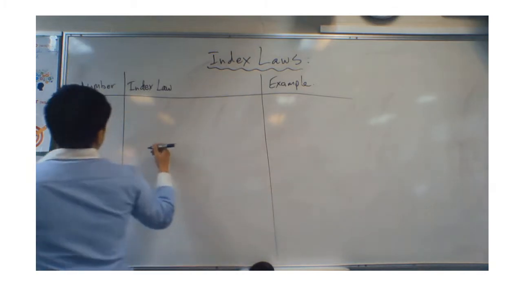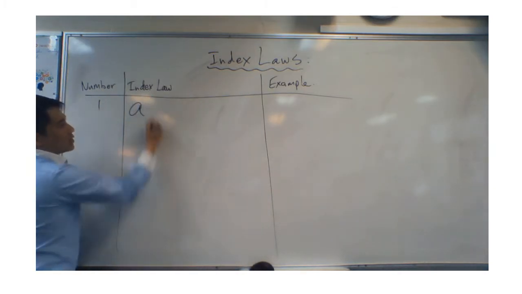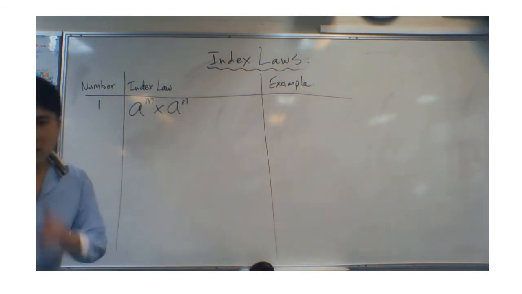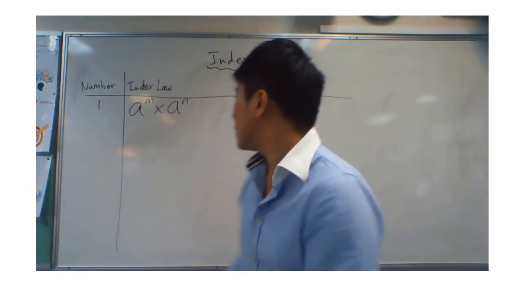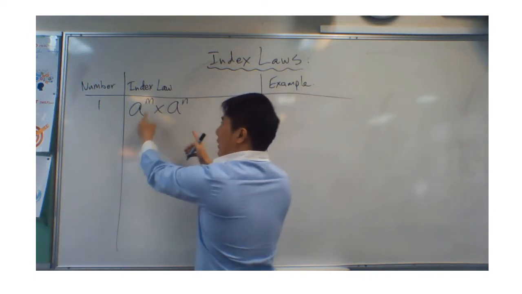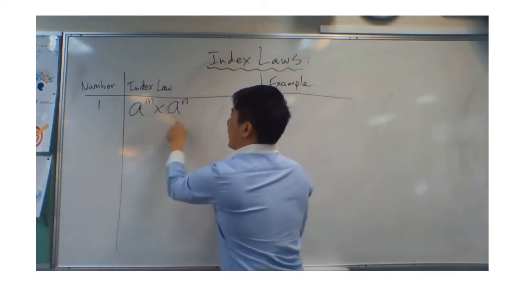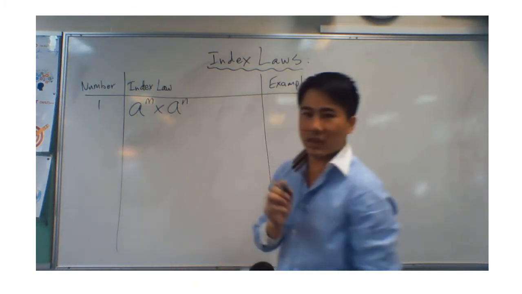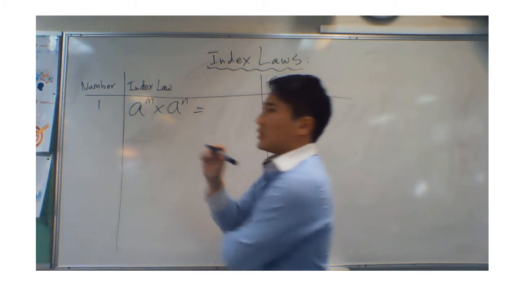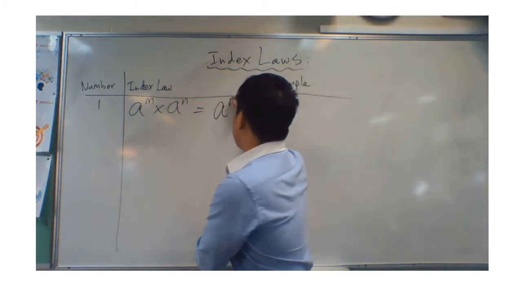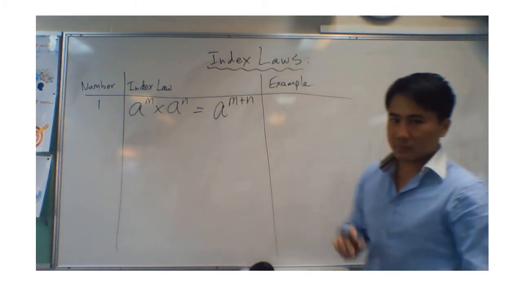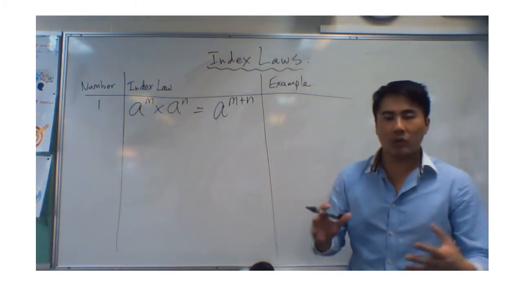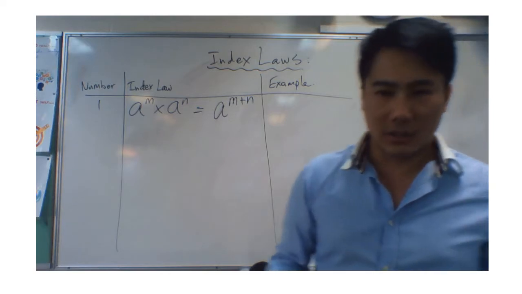It would be if I have a to the power of m times a to the power of n. Remember, the key is same base, a to the power of m multiplied by a to the power of n. Remember, you can see the base has to be the same. What does that equal to? That equals a^(m+n). I'm not going to use this lesson to explain to you why. If you want to know why, again, go back to previous lessons.